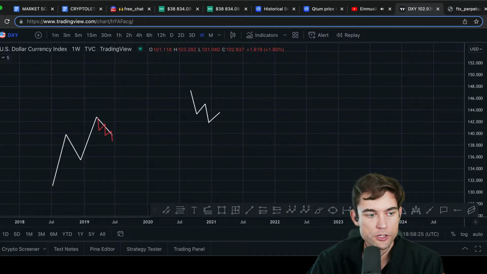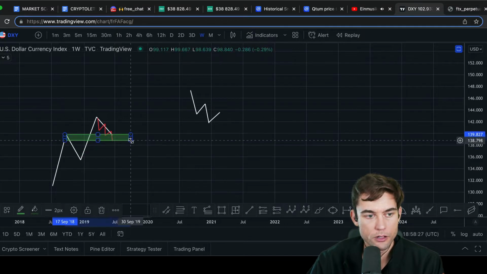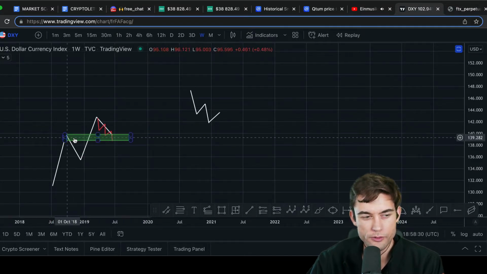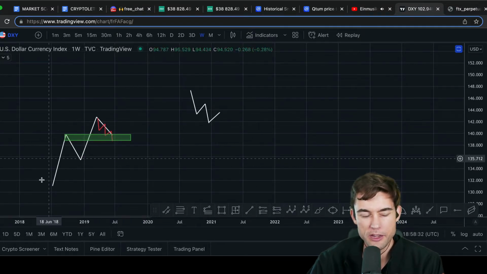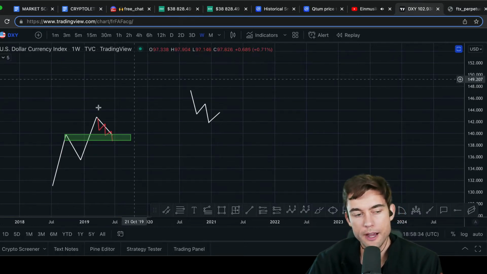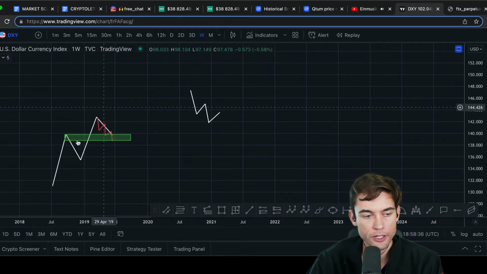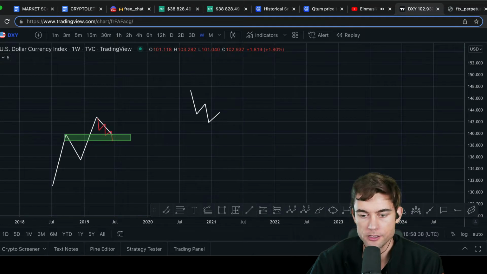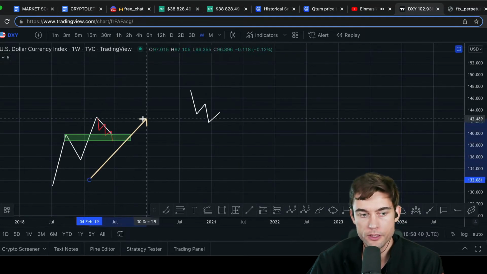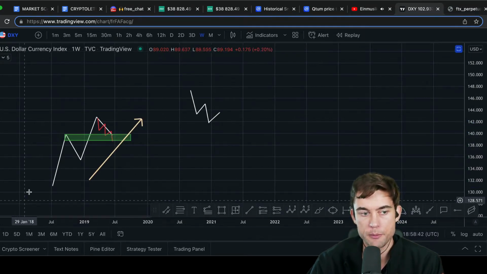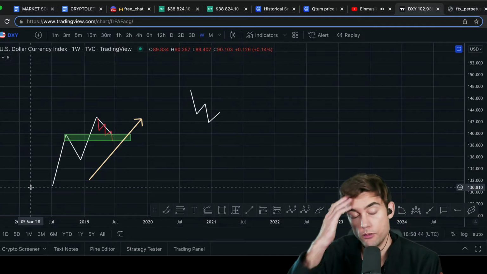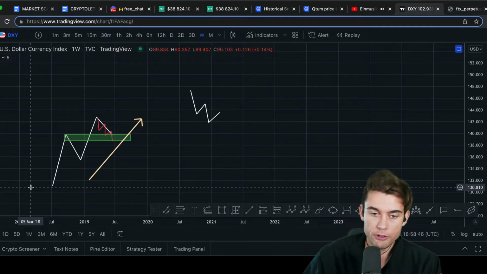So what you want to do is plot out the level of interest right here on the higher time frame, and make sure you're going with the trend of the higher time frame. Most of the time, over 50% of the time, the trend tends to continue. So this is a really good strategy.